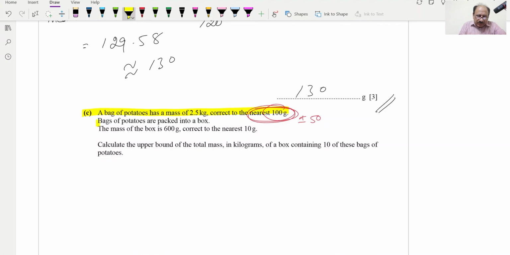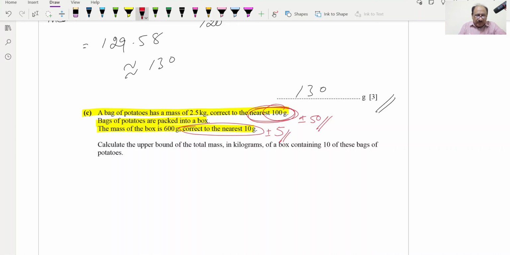Next is bags of potatoes are packed into a box. The mass of the box is 600 grams, correct to 10 grams. So correct to 10 grams, we will be taking plus minus 10 by 2, which will be 5. So plus minus 5. So this will be the lower and upper bound for the box, and this will be the lower and upper bound for the bags.